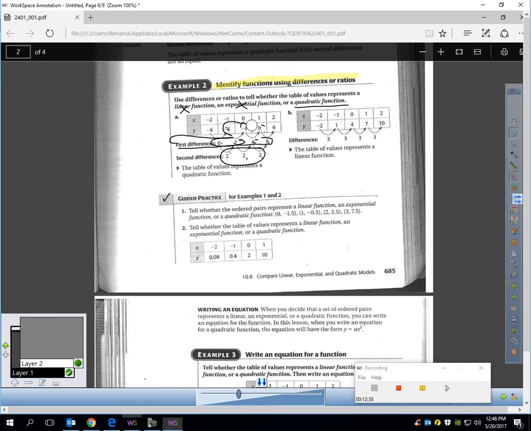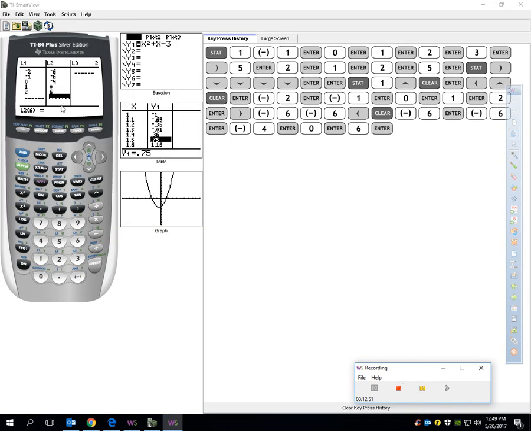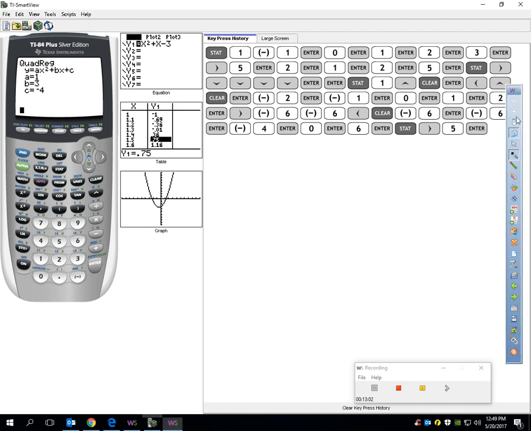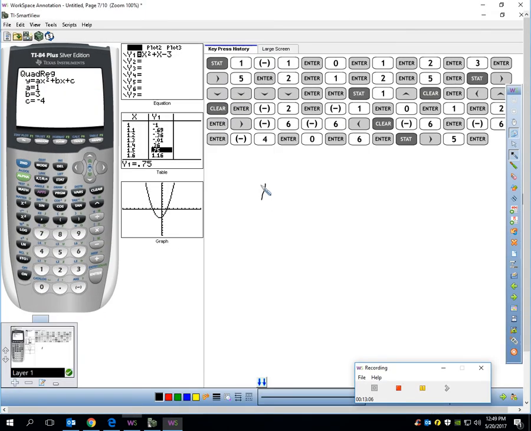Okay, let's write an equation for this then. So we have to get this in our calculator. I'm going to pause the video and get this table in my calculator. Why don't you get it in your calculator too? And you can see I have my table typed in my calculator, so I'll go to Stat, Calc, Option 5 is a quadratic regression, and there's my equation. So the equation for this problem must be y equals x squared plus 3x minus 4.